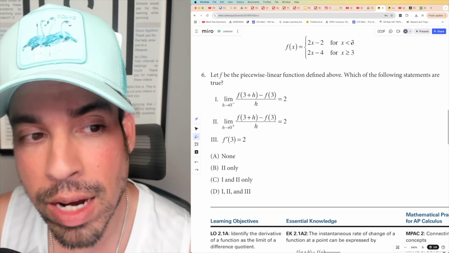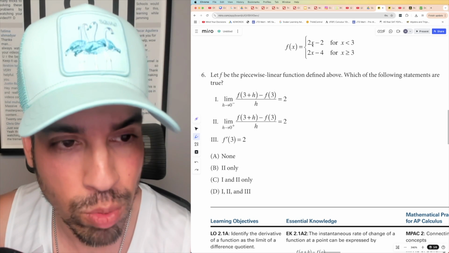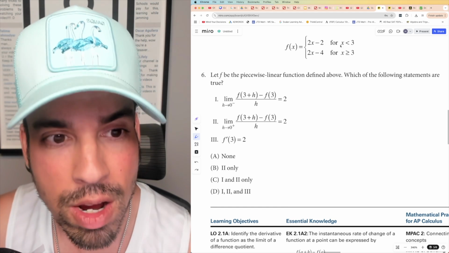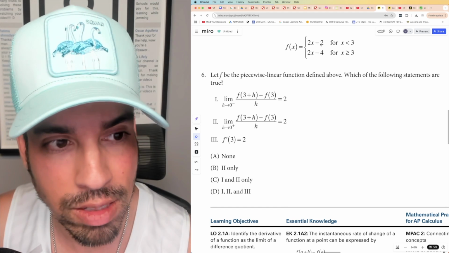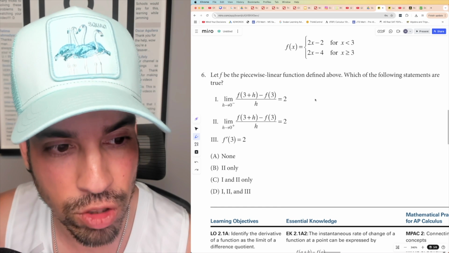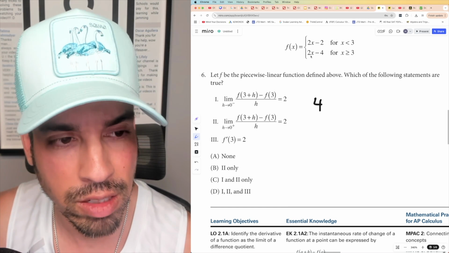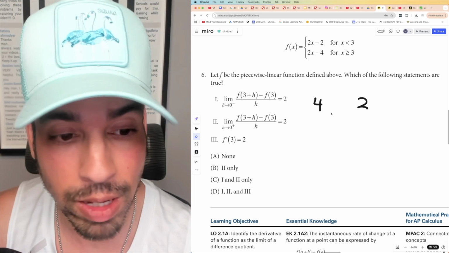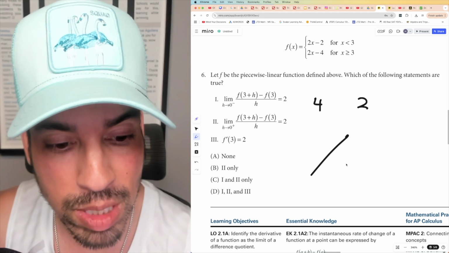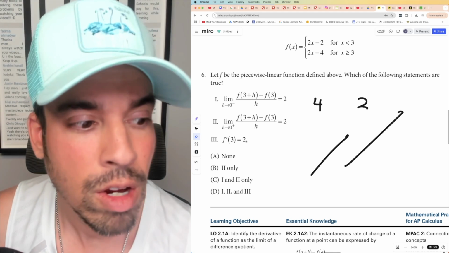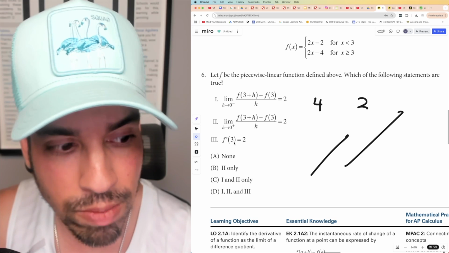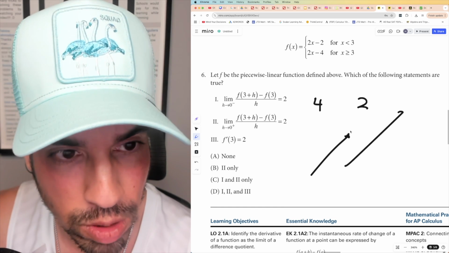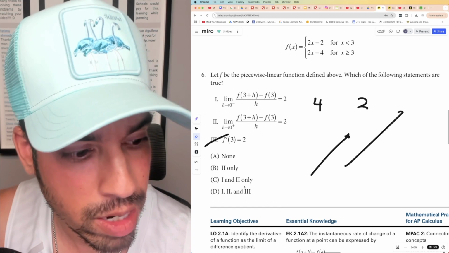Now, right off the bat, you can see, for this piecewise function, to the left it's 2x minus 2. To the right, it's 2x minus 4. I already know that when x is equal to 3, this is going to be 6 minus 2, which is 4. Here at x is equal to 3, it's going to be 6 minus 4, which is a function value of 2. This is not going to be continuous. It's going to look like this. So right off the bat, this derivative cannot exist at 3 because it's a jump discontinuity. Okay, so 3 cannot be true.